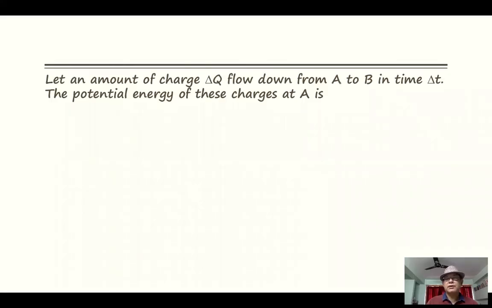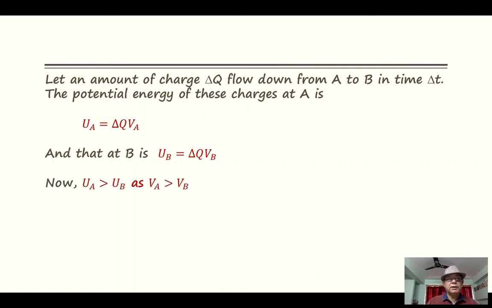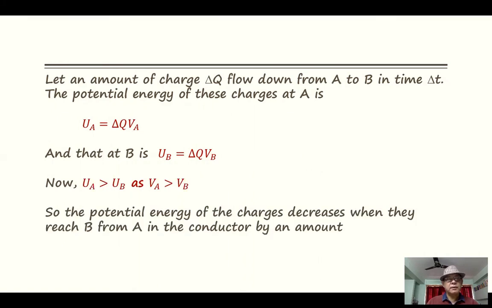Let an amount of charge delta Q flow down from A to B in time delta T. The potential energy of these charges at A is UA equal to delta Q into VA. And that at B is UB equal to delta Q into VB. Now, UA is greater than UB as VA is greater than VB. So, the potential energy of the charges decreases when they reach B from A in the conductor by an amount delta U equal to delta Q into VA minus delta Q into VB, equal to delta Q [VA minus VB].